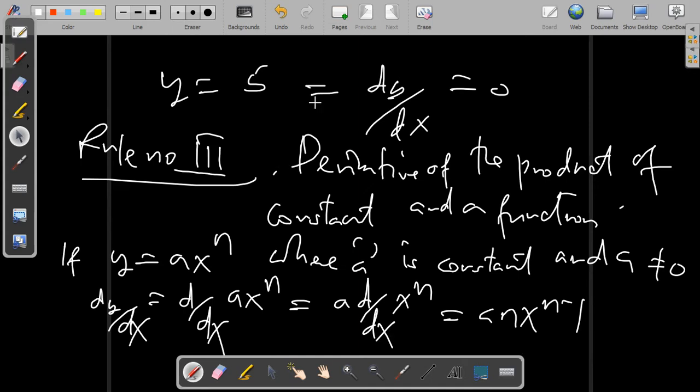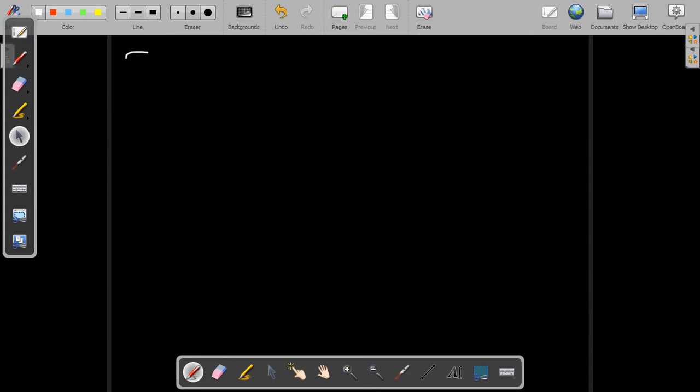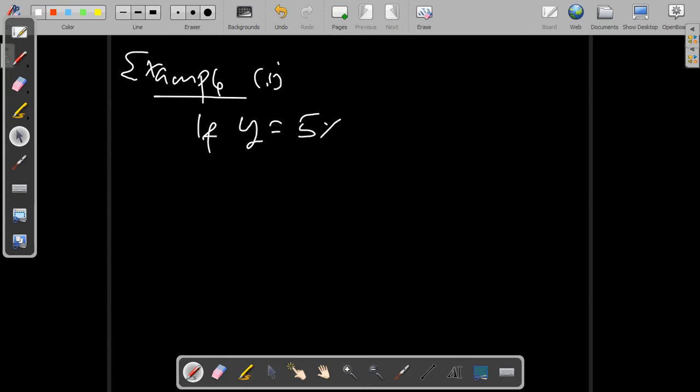Now, let's look at the next example so you can understand the concept of rule number 3, that is the derivative of the product of a constant and a function. So, for example, let's look at this example here. If y is equal to 5x raised to the power of 7, then we're required to find dy over dx by using the derivative of a product of a constant and a function.